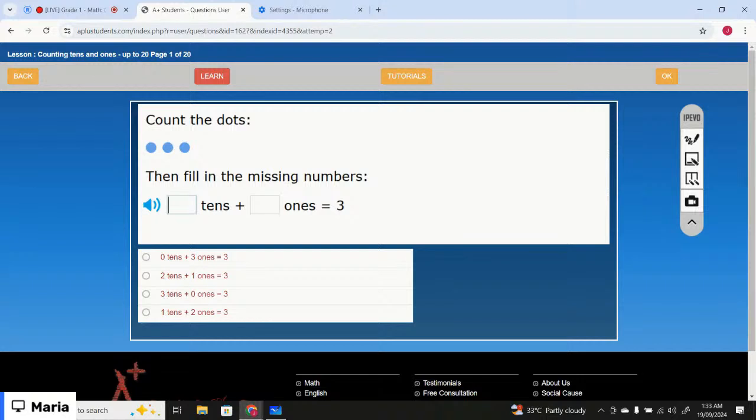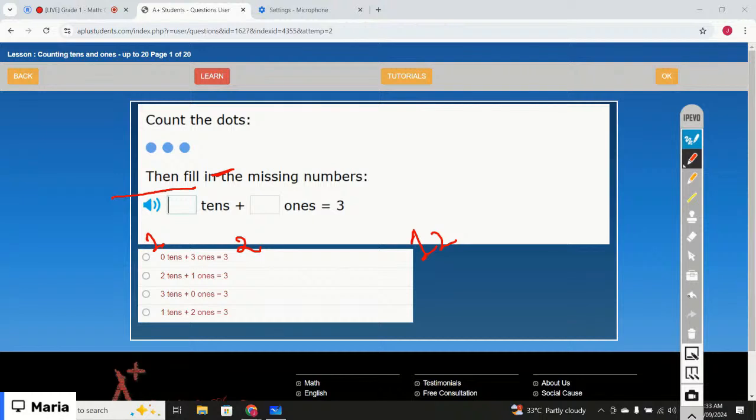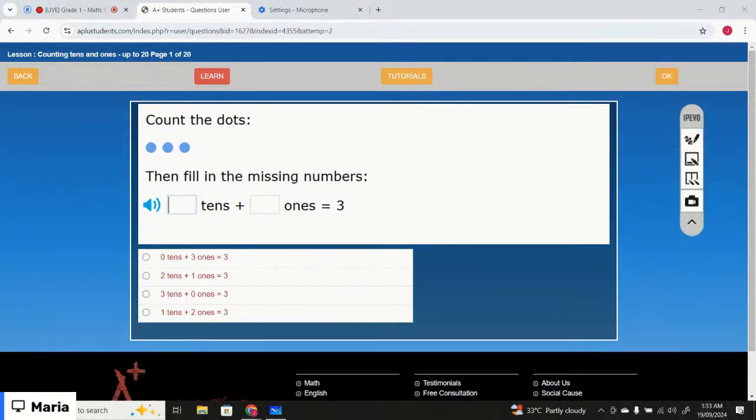Count the dots. You have one, two, three dots, right? So you have 3 ones. No tens. The correct option is 0 tens and 3 ones. So option number 1 is the correct option, right?